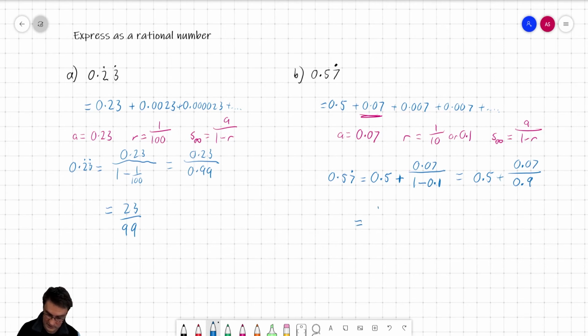Now, as we expand this, I'm going to convert everything into a fraction here. So 0.5 is a half. Now, this other part, 0.07 over 0.9, I want it to be expressed in whole numbers and no decimals. So if I multiply the top and bottom by 100, that will convert both of them into whole numbers. So what I end up with is 7 over 90. And when I add both of these elements together and simplify it, what I end up with is 26 over 45.